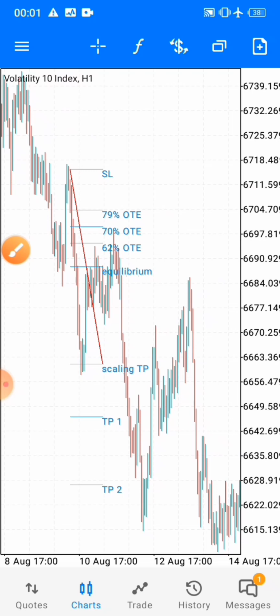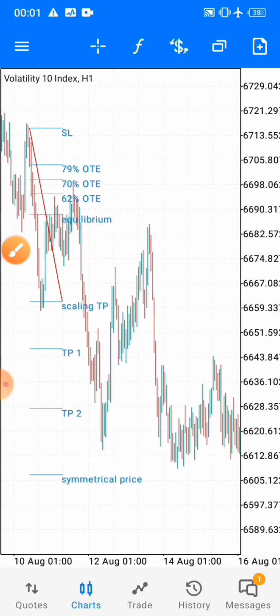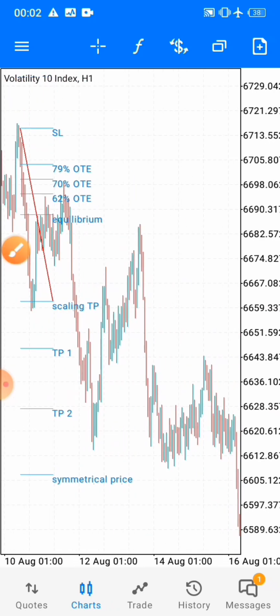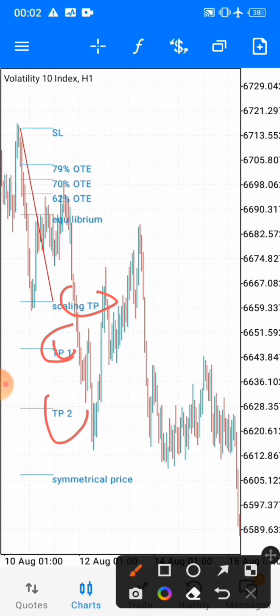And then scaling TP: let's say you've got 5 positions, when it reaches scaling TP you can exit 2 of the positions, or just reduce your positions and keep on reducing as the trade goes. And when the trade reaches symmetrical price, this just means that this is the maximum point that we are looking to TP. But personally, I don't encourage that you use this symmetrical price for TP. Usually just TP1 and TP2, that's it.